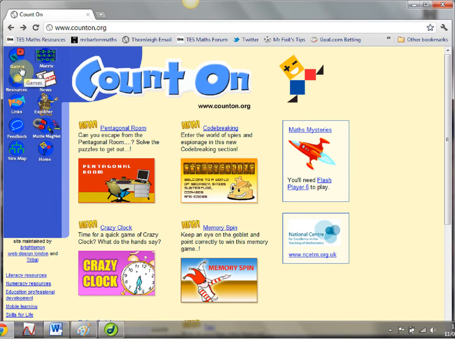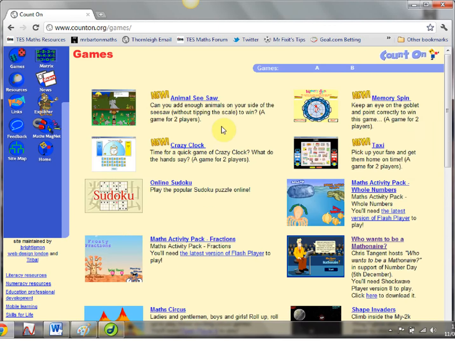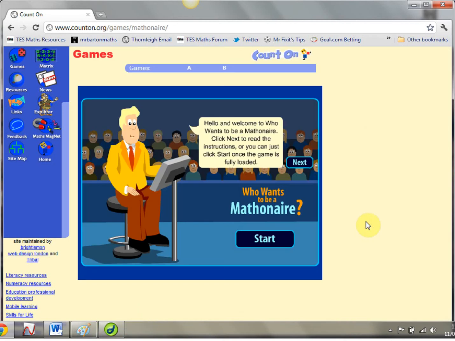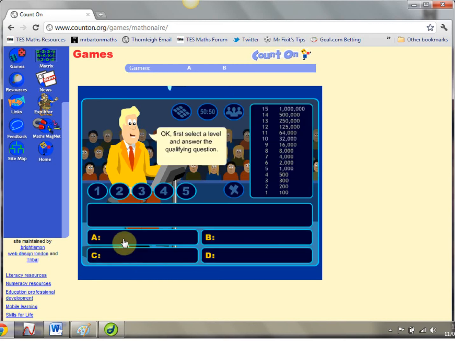Now, the first thing I want to draw your attention to is the games section. This is full of some really nicely put together flash style games. One of my favourites is the absolute classic Who Wants to Be a Mathinaire. Now there's loads of versions of this out there on the web, but I think this is the best one. All your options are there: phone a friend, 50-50, all the classics, and some really nice questions there. And I like it as well because it's nicely levelled. So if you want the easy stuff, start on level 1. You want the tricky stuff, go on the later levels.